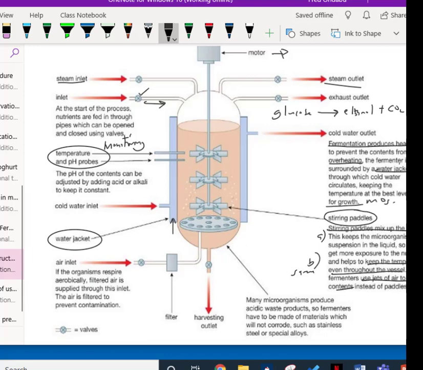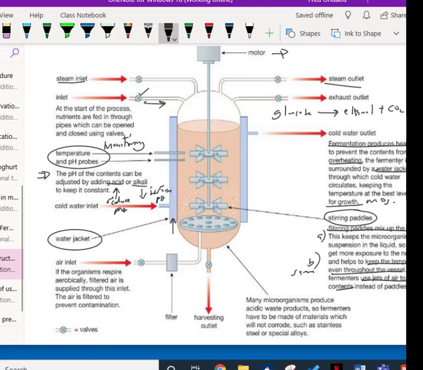This is the optimum temperature for the growth of microorganisms. Then we have the pH contents. This can be regulated by adding either an acid or an alkali. The acid is to reduce the pH, and the alkali is to increase the pH, knowing very well that when you add an alkali, you increase the pH, and when you add an acid, you reduce the pH.